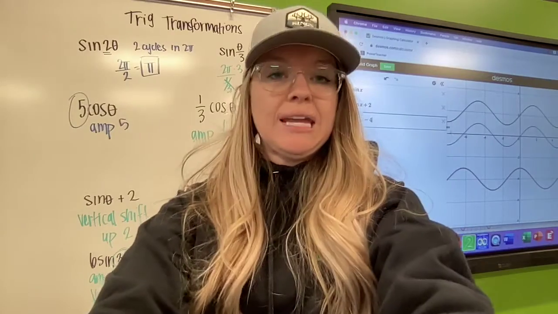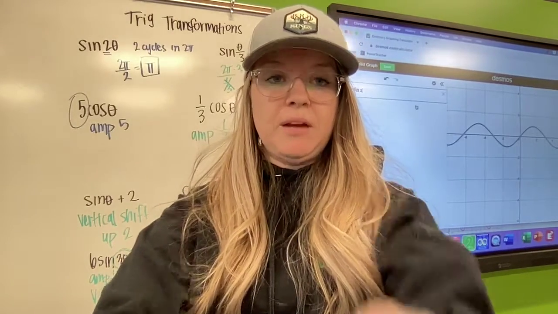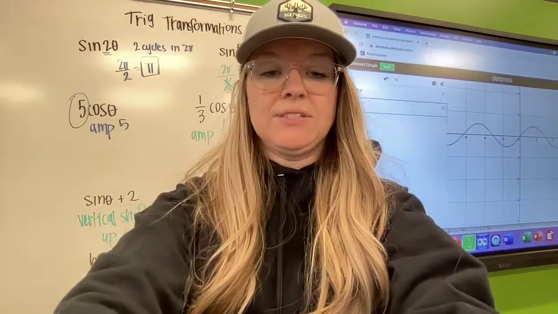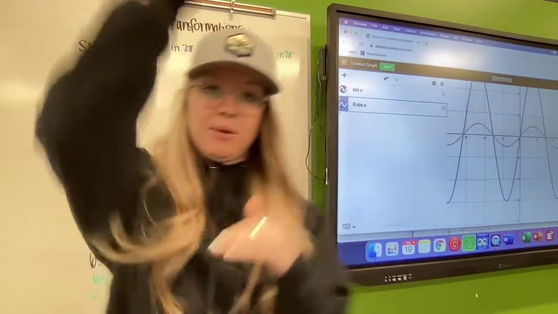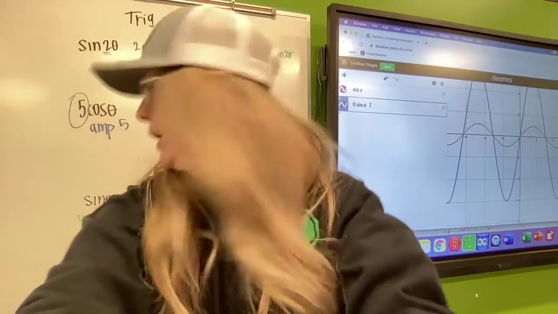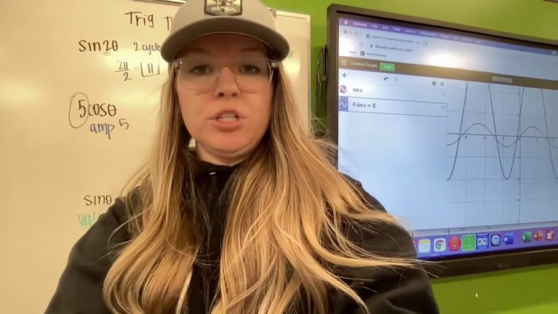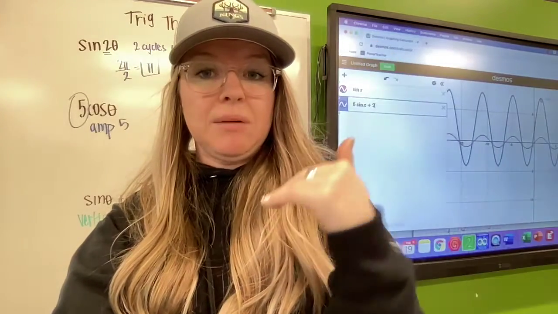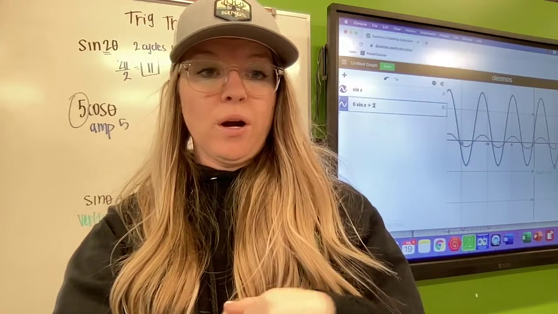So we're going to bring that in. Since this is sine, I'll go to my original sine wave, and I'm going to change this one at a time. So I'm going to have 6 sine of x. Now we can see that amplitude change. And then I'm going to move that up 2 units. So now we see it move up 2. Now the maximum is going to be 8. The minimum is going to be negative 4.